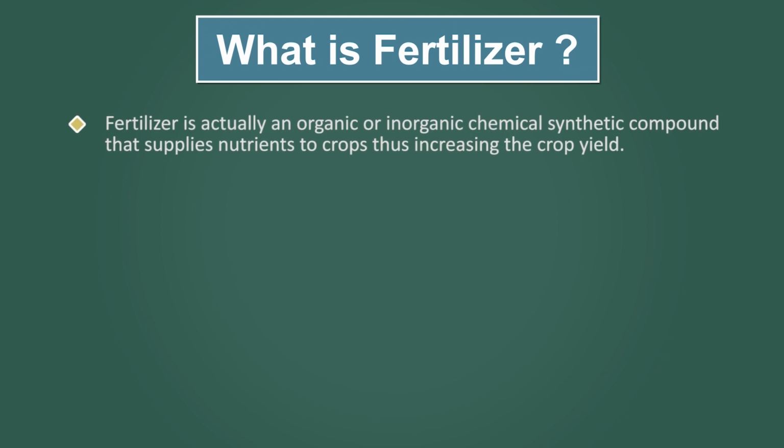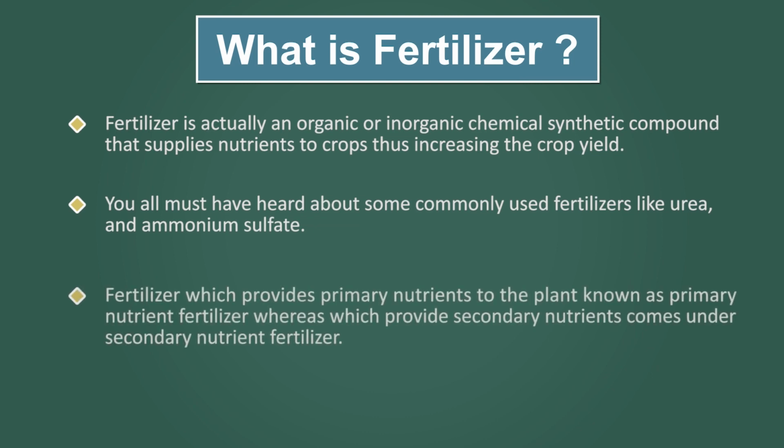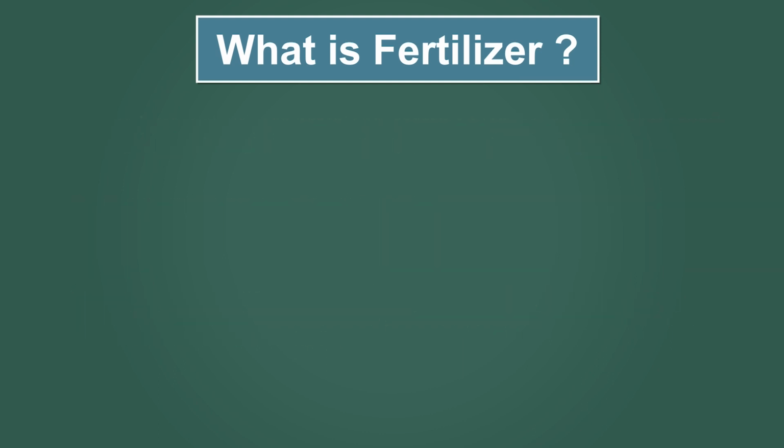Fertilizer which provides primary nutrient to the plant is known as primary nutrient fertilizer, whereas fertilizer which provides secondary nutrients comes under the secondary nutrient fertilizer.